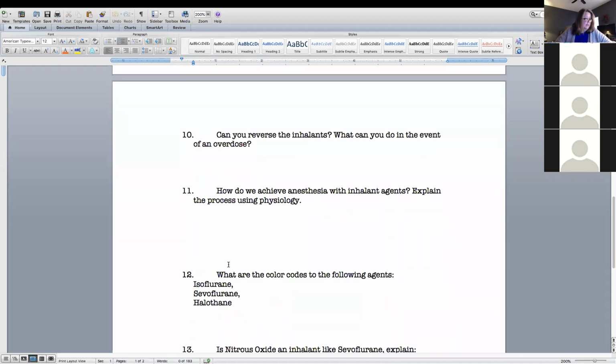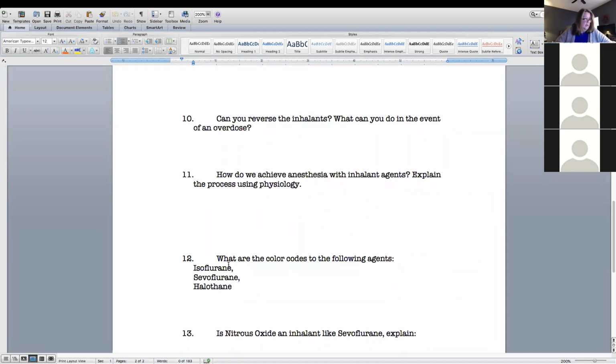How do we achieve anesthesia with inhalant agents? Explain the process using physiology. Well, basically what happens is they inhale the drug, which is being delivered via oxygen. The inhalant diffuses from the alveoli into the blood. The blood carries it to the brain. Now, the fact that these agents are lipophilic, and the brain is a very fatty tissue, enhances that uptake.